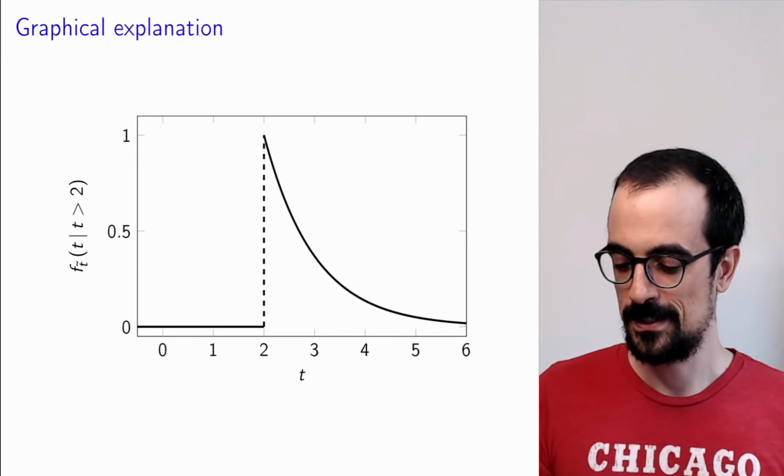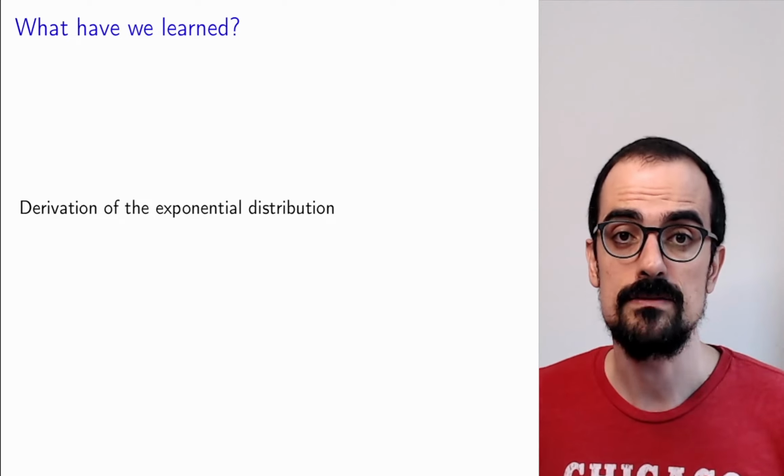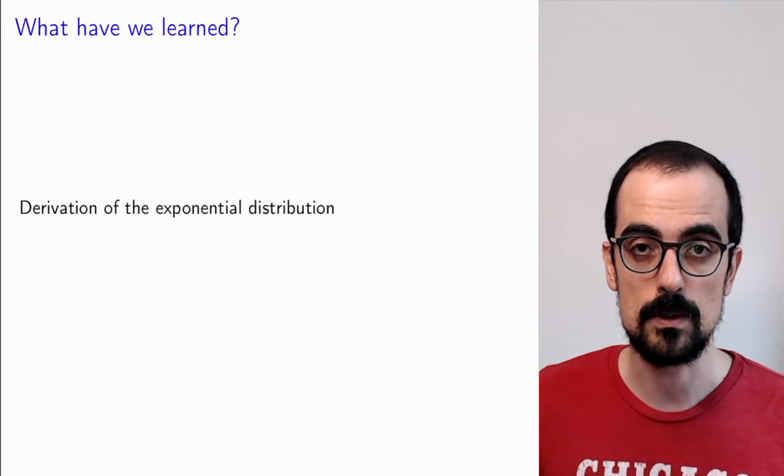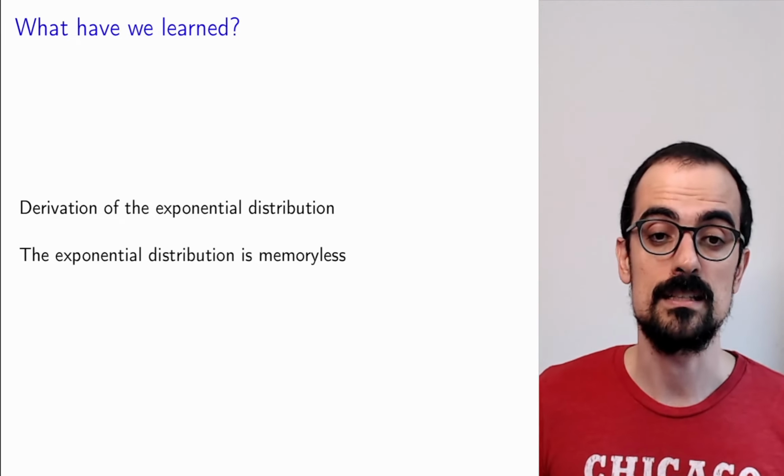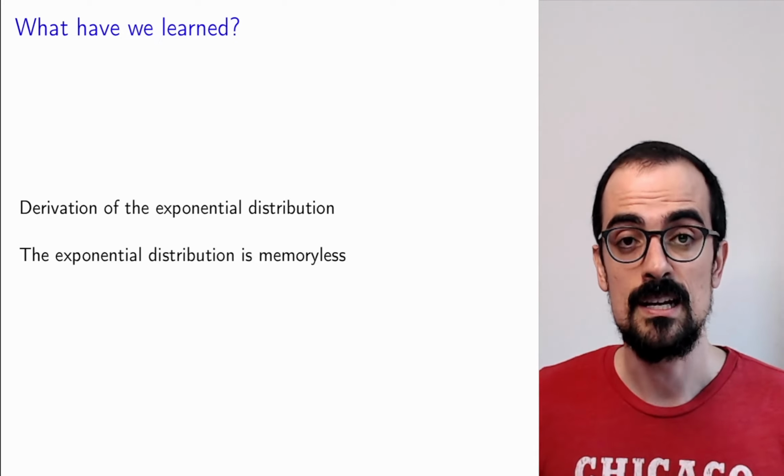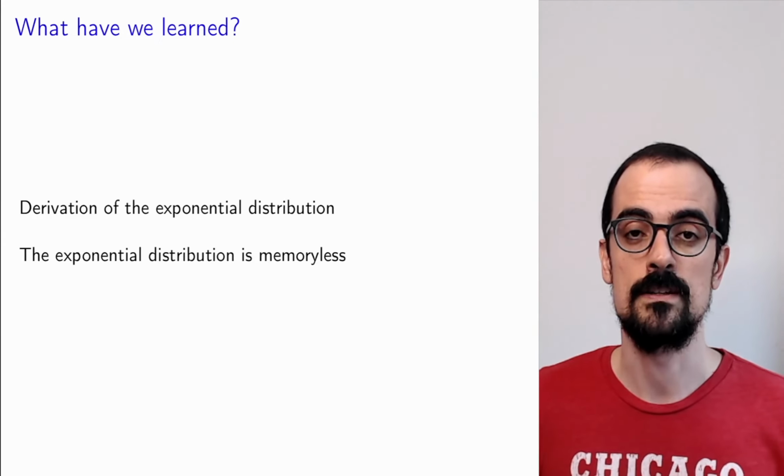All right, so what have we learned? We have derived the exponential distribution from first principles, and then we have learned that the exponential distribution is memoryless, and this is a property that you actually observe in real data.